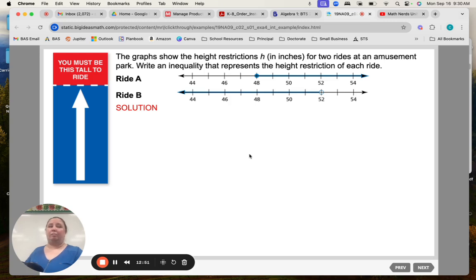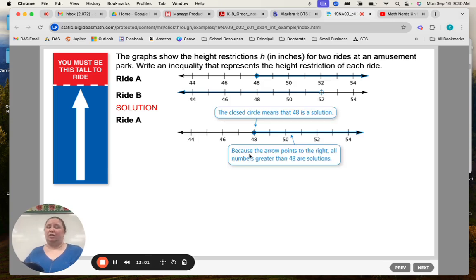What is the variable we're going to use? A. Nope. H. Very good. H, because it tells you the height. So for ride A, you're going to look at the graph and you see, what's the closed circle tell you? It's equal. Greater than or equal to. It's going to be a greater than or equal to sign, and it starts at 48.